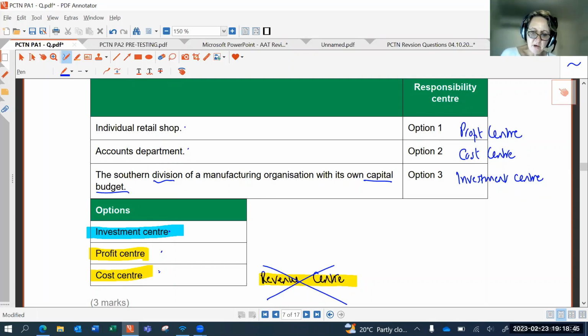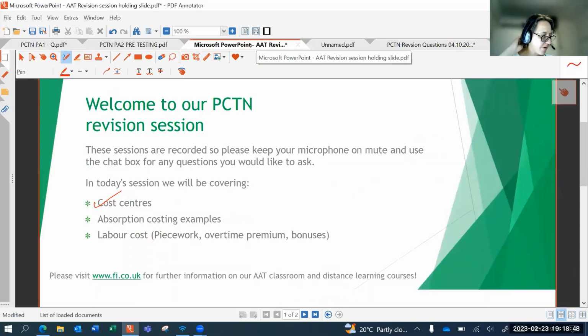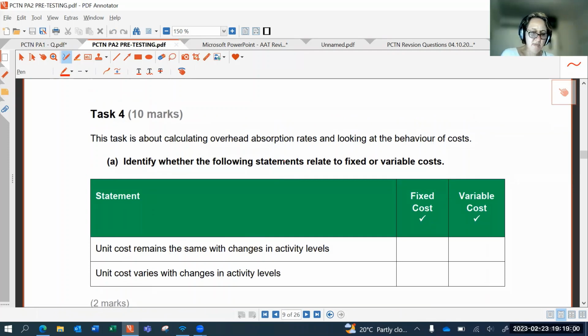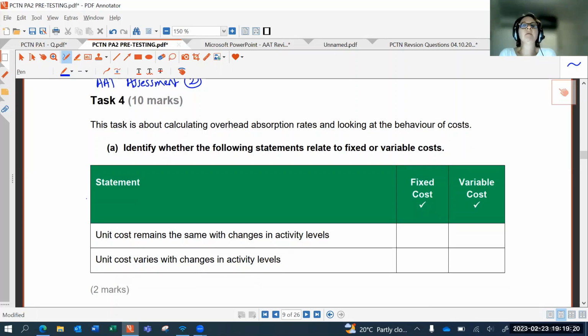Right. So one of the other things that I believe you wanted to look at was maybe some absorption costing and some examples. So for that, we're going to go to AAT Practice Assessment 2 and Task 4 within that assessment. Because I'm going to send you, as usual, I will email out the PDF of my answers. I'll make sure you know which is which. So this is AAT Assessment 2, and this is going to be task number 4. And this task is about overhead absorption rates, so basically absorption costing, which I think is something you wanted to look at, and also the behaviour of costs.